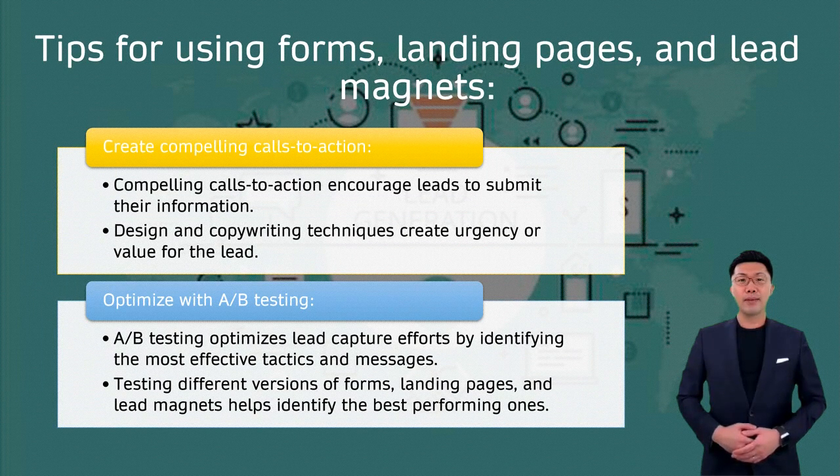In this segment, we will be discussing some tips for using forms, landing pages, and lead magnets to capture leads. First, it is important to create compelling calls to action that encourage leads to submit their information. This may involve using design and copywriting techniques to create a sense of urgency or value for the lead. Second, A/B testing can be useful in optimizing lead capture efforts by helping to identify the most effective tactics and messages. This may involve testing different versions of forms, landing pages, and lead magnets to see which ones perform best.